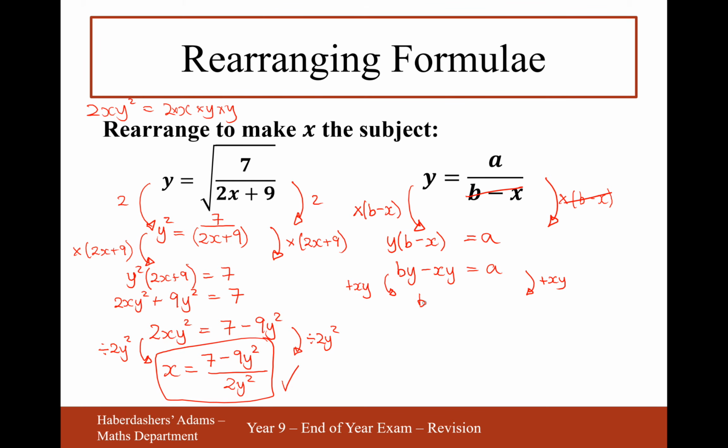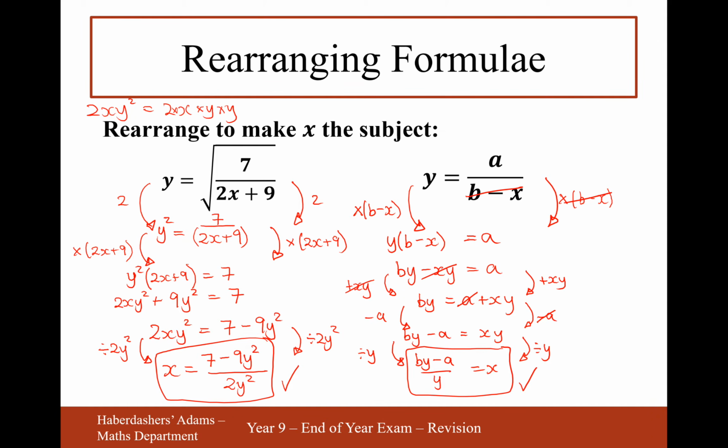On the left hand side I'll get by, and the minus xy will cancel out with the plus xy. And on the right hand side it will be a plus xy. I'm making x the subject, so I need to take away this a first. I'll do that from both sides. So on the left hand side it's going to be by minus a equals xy, because the plus a and the minus a will cancel out. The last thing I'll do is divide by y, because it's being times onto the x at the moment. Divide by y, and that's going to give me by minus a over y equals x. And there we are, that's the answer to this question.